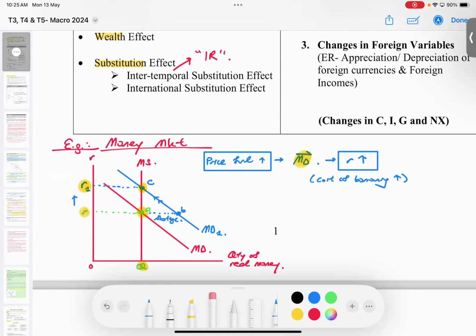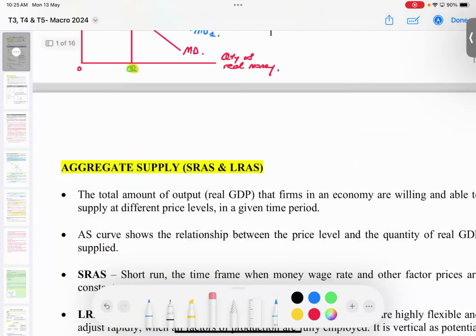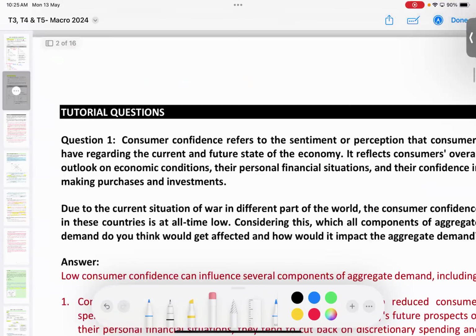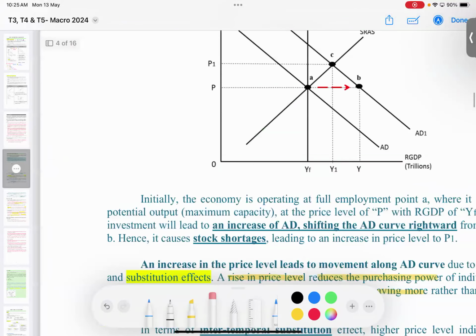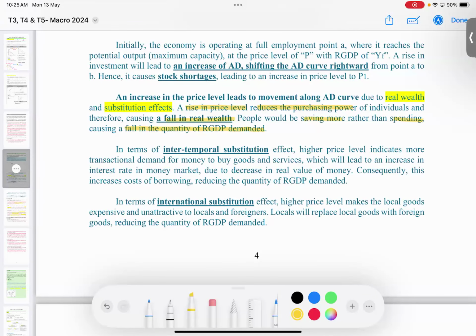Now you can see how I put it into sentences if you want to explain all this. If you scroll down here, you see how I explain the intertemporal substitution effect. I said that a higher price level indicates more transactional demand for money. A higher price level means that you will need to use more money to buy goods and services, which will lead to an increase in the interest rate.